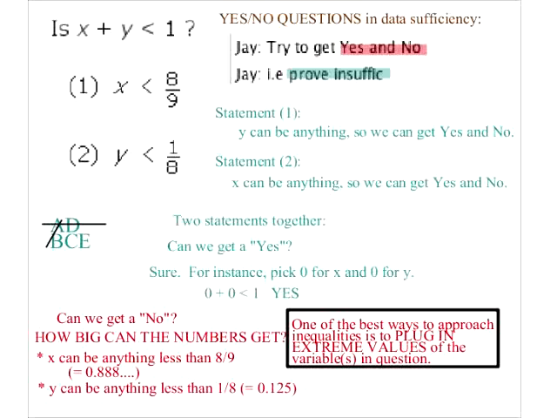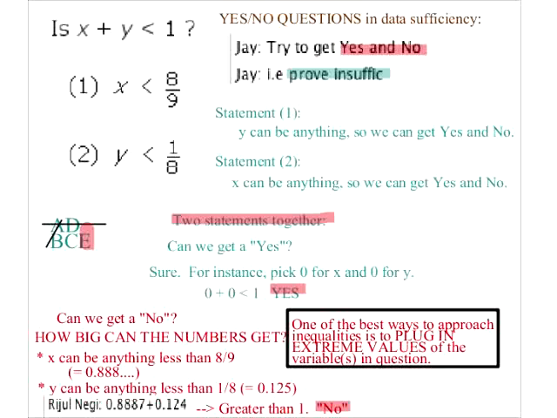This is a choice of extremes that one of the students here chose. And it's good enough to give a no answer to this question. So this is greater than 1. So that's a no. So with two statements together, you've still got yourself a yes, and you've still got yourself a no. So we are looking at E.